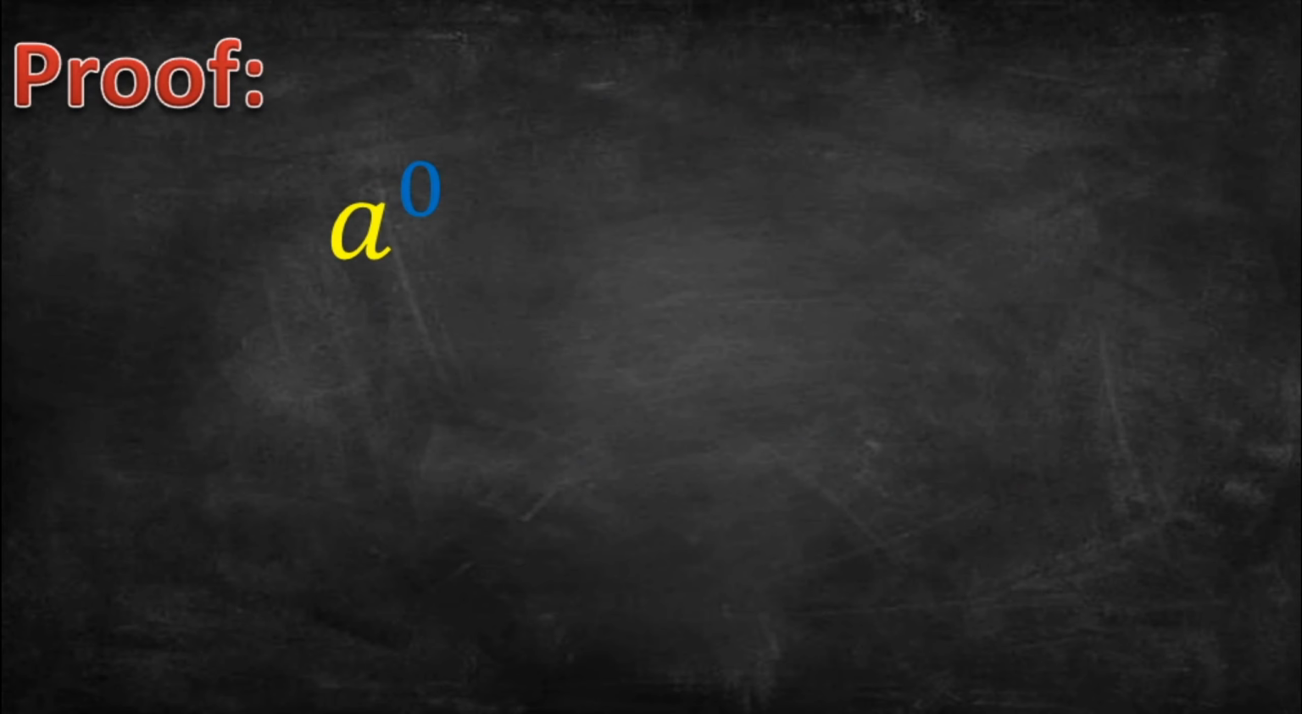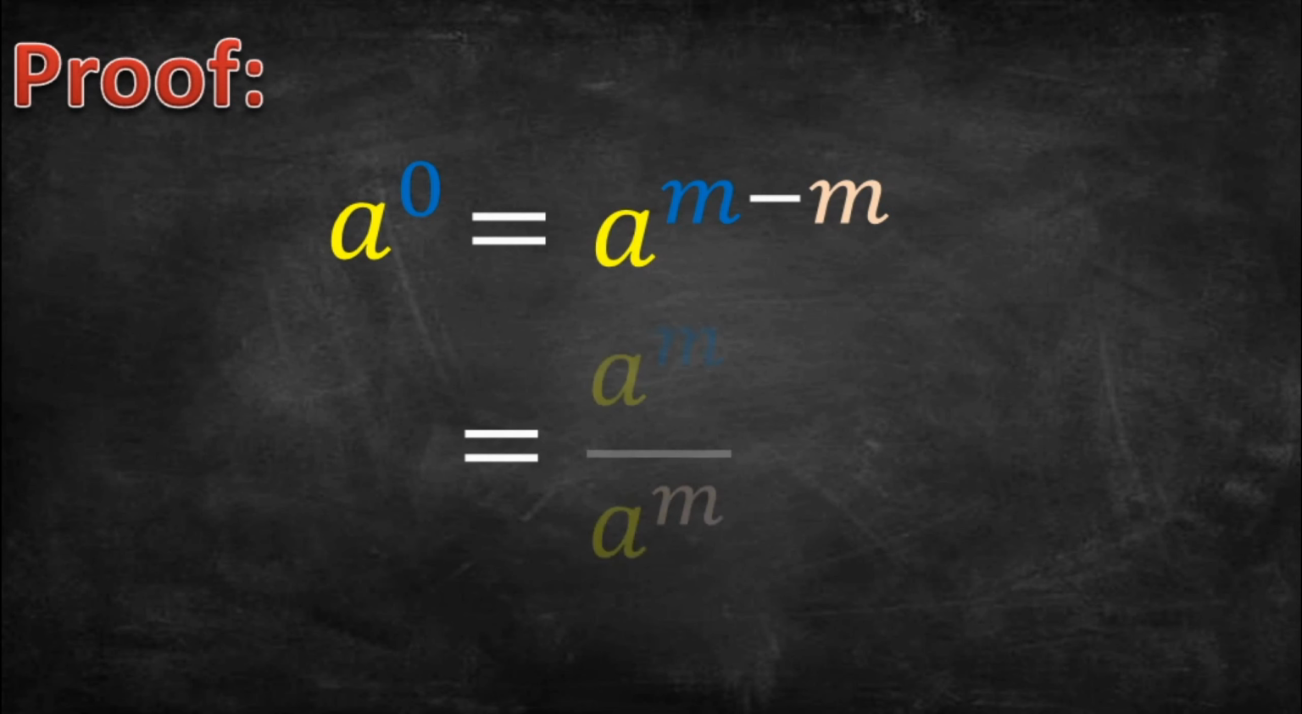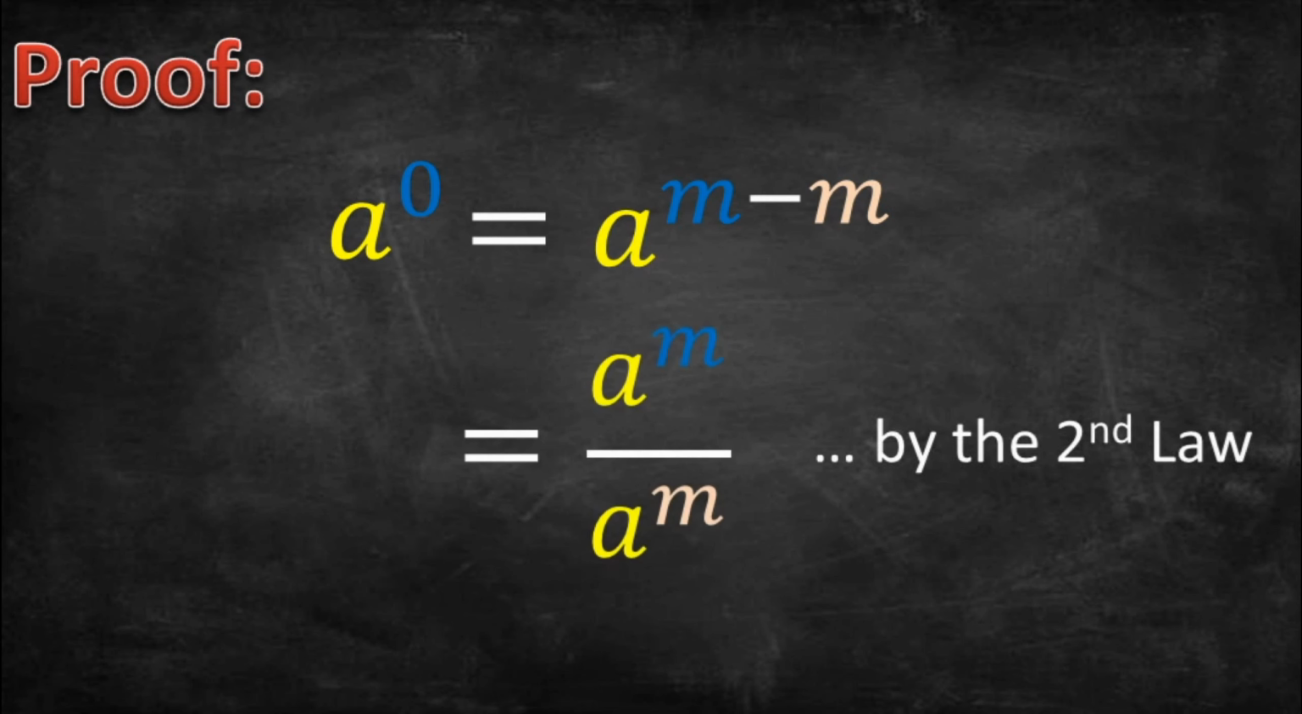The key here is to write a to the 0 as a to the m minus m. Then we can use the second law. We know that a to the m minus m can be written as a to the m divided by a to the m. And any non-zero number divided by itself, of course, is 1.